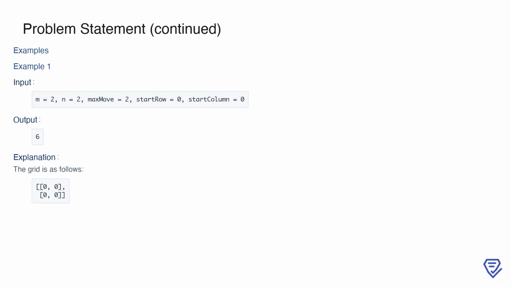To better understand this problem, let's examine some examples. In the first example, the grid is defined as m equals 2 and n equals 2, meaning it is a 2 by 2 grid. The maximum number of allowed moves is max move equals 2, and the ball starts at the top left corner of the grid, specified by start row equals 0 and start column equals 0. The grid looks like this, a 2 by 2 grid with all cells initially marked as 0. The goal is to determine how many valid paths allow the ball to exit the grid boundaries within 2 moves.